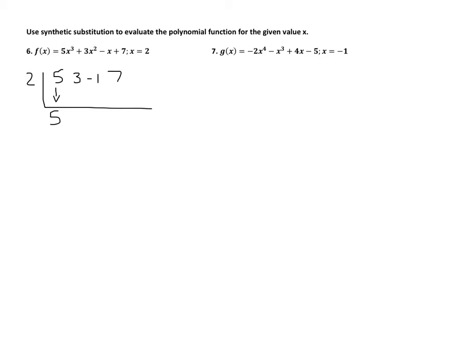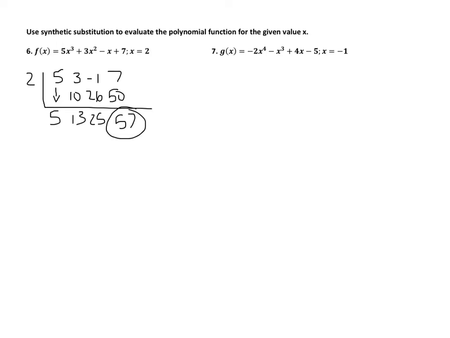And then what you do, 5 times 2 is 10. And then you add it down. What's 3 plus 10? 13. 13 times 2, 26, minus 1. Negative 1 plus 26 is 25. 25 times 2 is 50. Add this, so 57. So that is your final answer, 57. There's synthetic substitution.